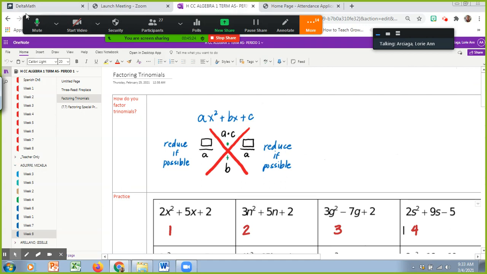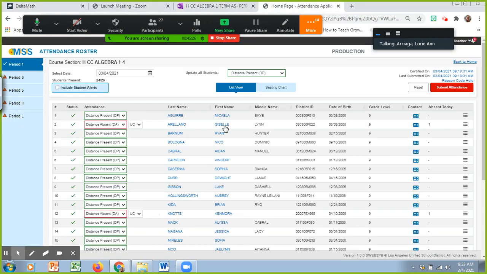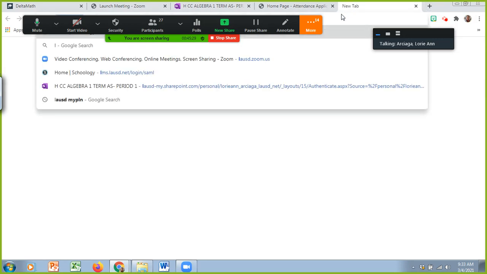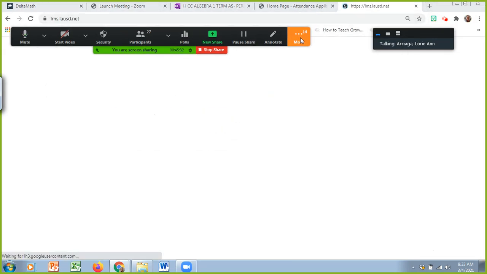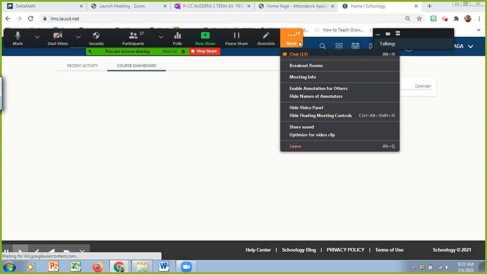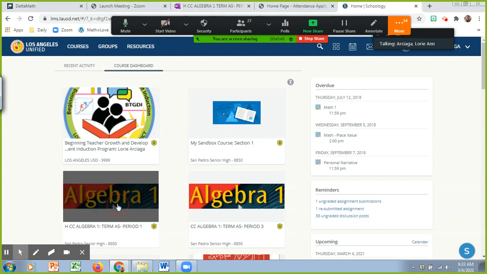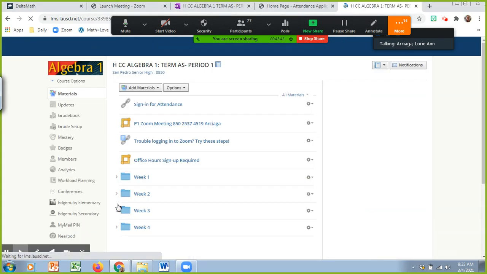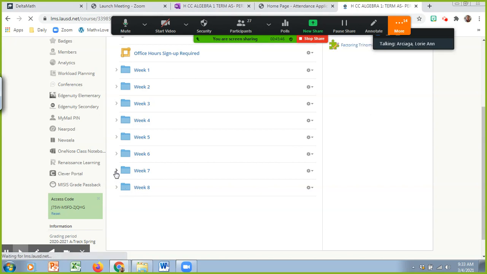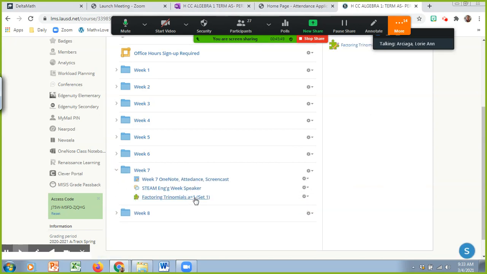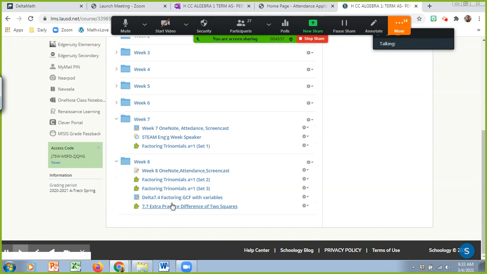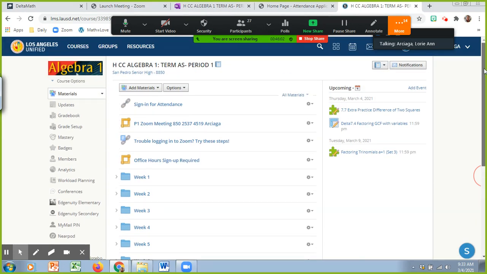So some of these will be extra credit, but sets 1 to 3, which are in Schoology, those are required. So now let me show you Schoology. So some of them are extra credit, but those that are now appearing in Schoology, those are mandatory. Okay? One is in week number 7, right? Set 1. Okay? And 2 are in week 8. Okay. So those 3 are mandatory.